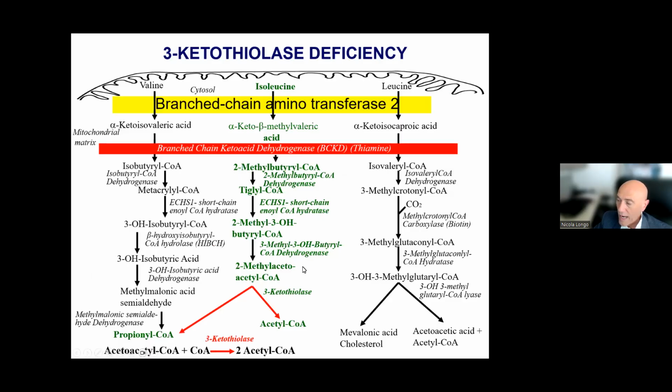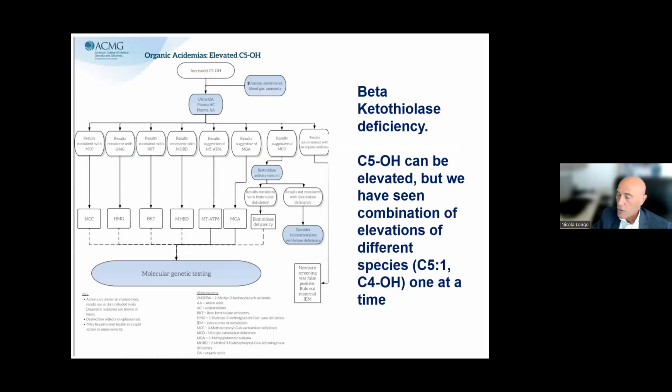And here again, why do you have the abnormal carnitine? Because this enzyme is involved in the catabolism of isoleucine. Remember, the 3-hydroxy-3-methylglutaryl-CoA lyase was involved in the metabolism of leucine, not isoleucine. This one is leucine. So as a result, the beta-ketothiolase will result in the elevation of this organic acid that then gets transformed into a carnitine derivative.